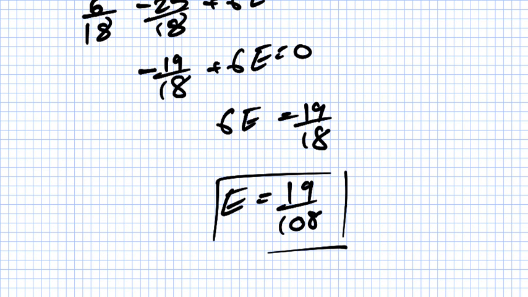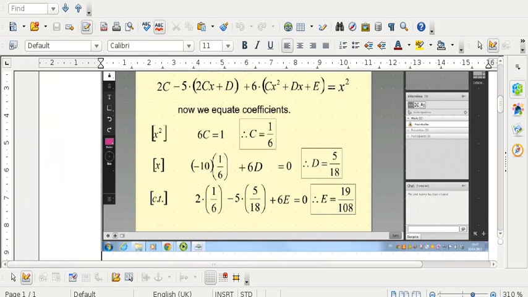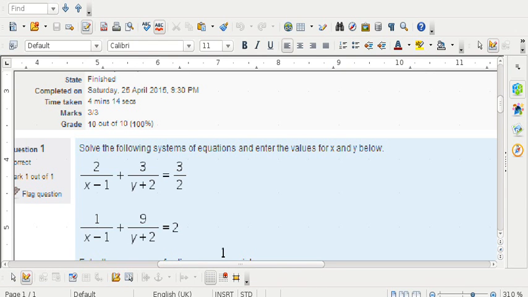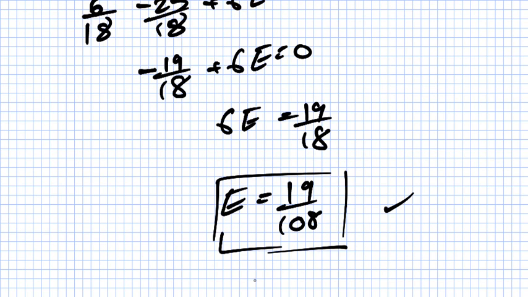I might have to check the calculator. Let's have a look at the answer here. Yeah, that's it, yeah. 1 over 6, 5 over 18, and 19 over 108. Yeah. So they're all okay. So there was one other question you wanted me to have a look at here. Was the linear one.